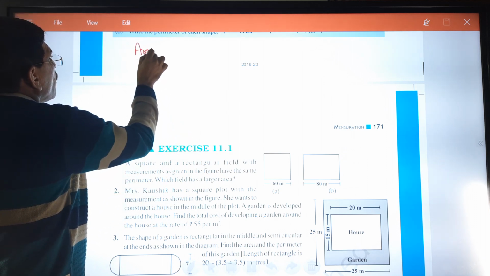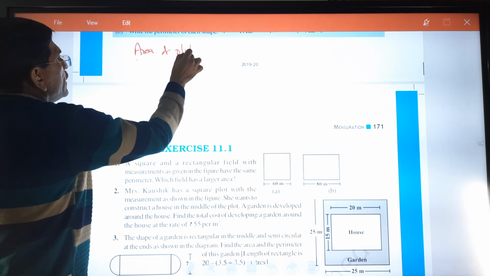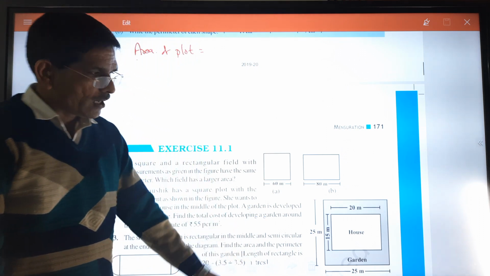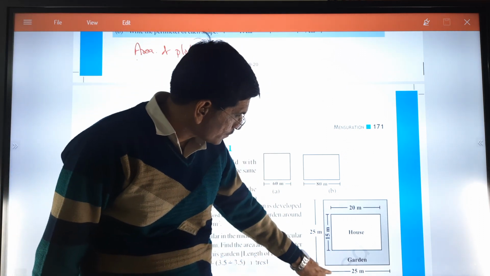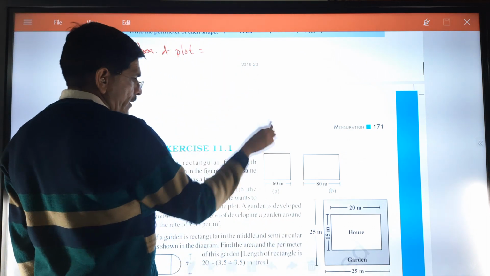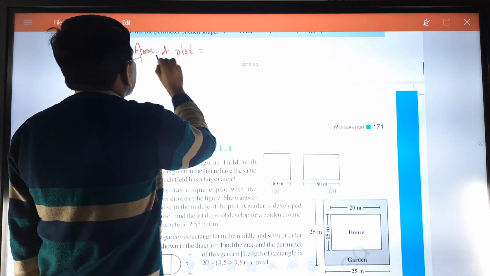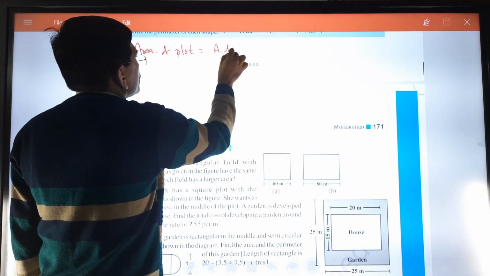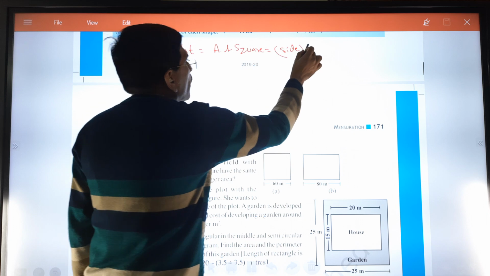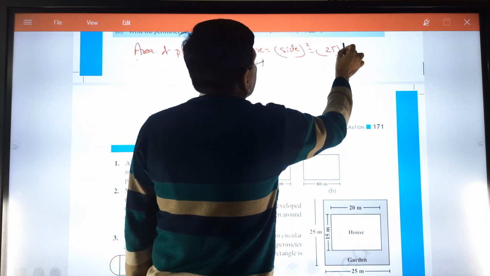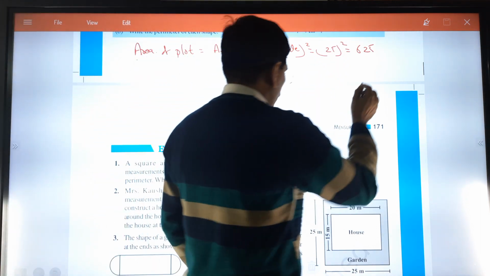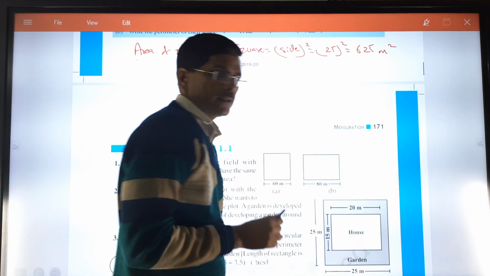Area of plot. It's a square. You will see that here it is 25 and again here it is 25. So the area of plot is equal to the area of square, that is side squared. What is the side here? 25 squared, so 625. That is the area of plot, 625 meter square.